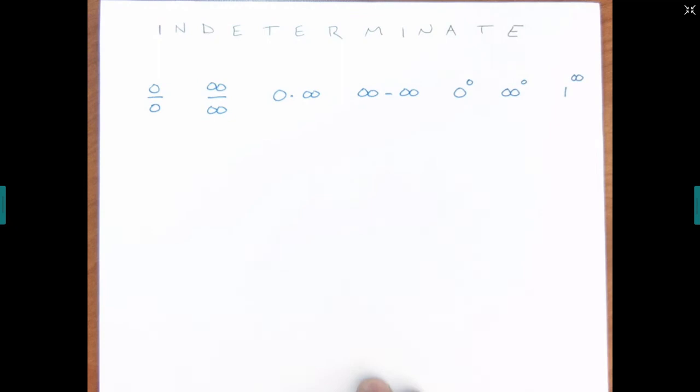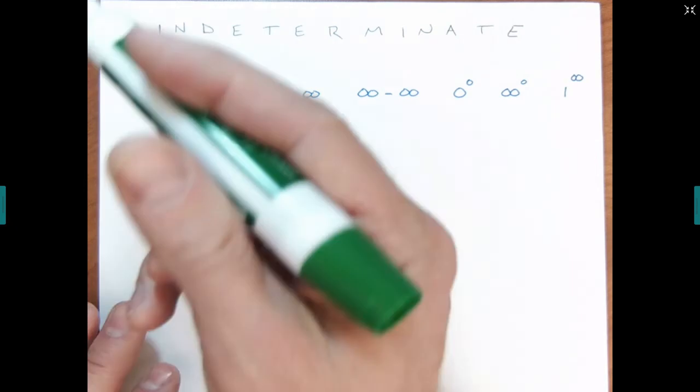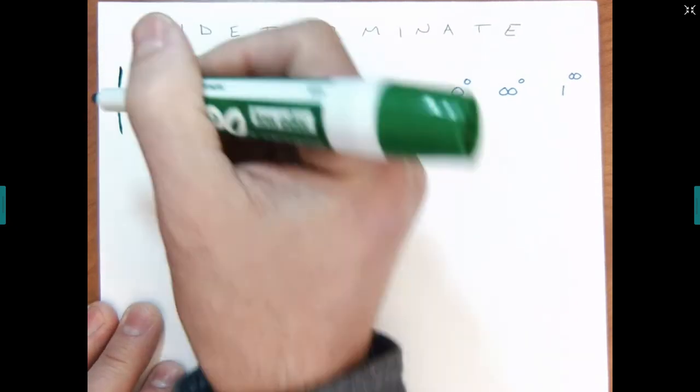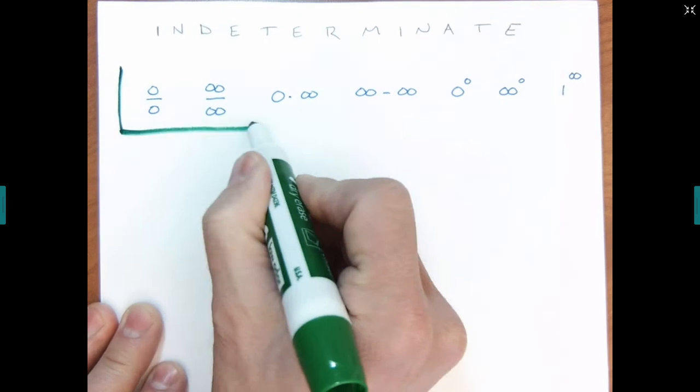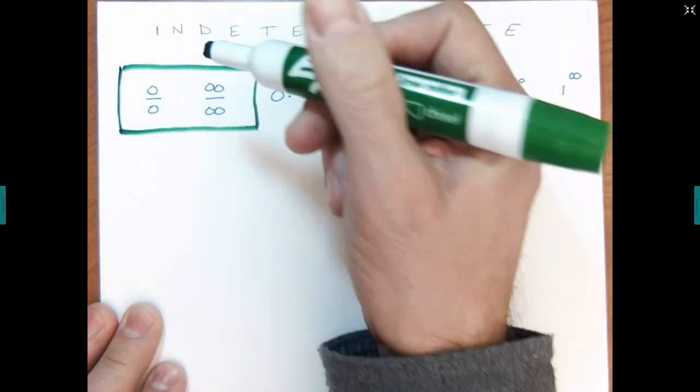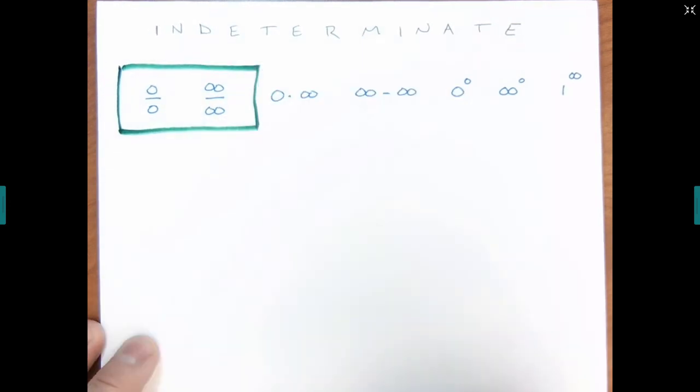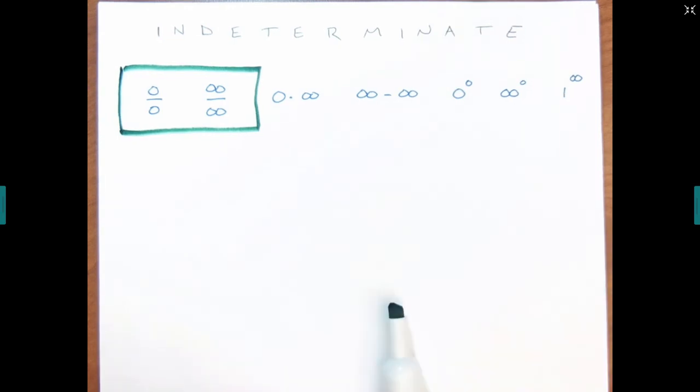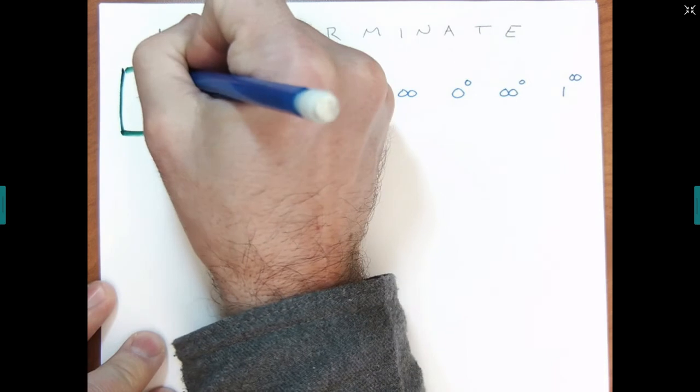So for a quick overview of indeterminate forms, let's take a look at some of the ones that I've scribbled out here. These two right here, these are quotients. 0 over 0 and infinity over infinity. These are quotients. Make a little note of that.